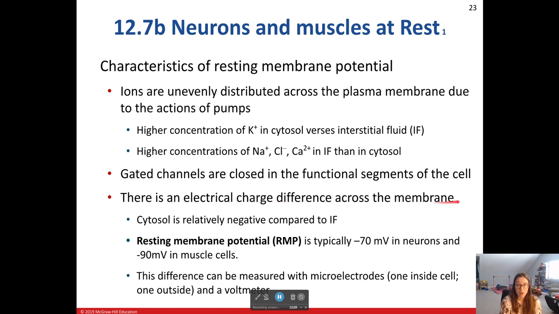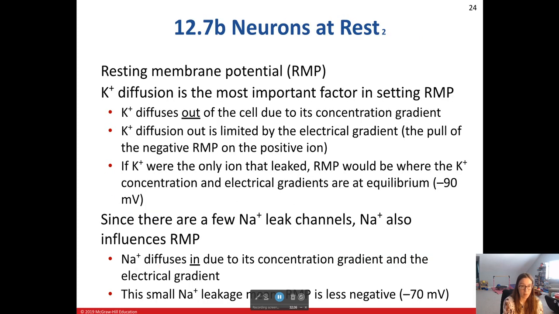And there's an electrical charge difference across the membrane. The cytosol, or the inside of the cell, is relatively negative compared to the interstitial fluid, which is the outside of the cell. The resting membrane potential is typically negative 70 millivolts in neurons and negative 90 millivolts in muscle cells. You don't have to memorize those numbers yet, but we'll get to them in the upcoming chapters. The difference can be measured with microelectrodes, one inside the cell, one outside, and a voltmeter.